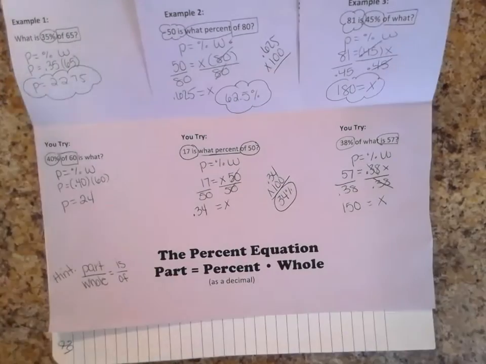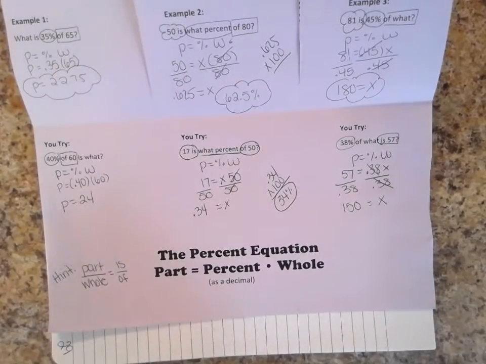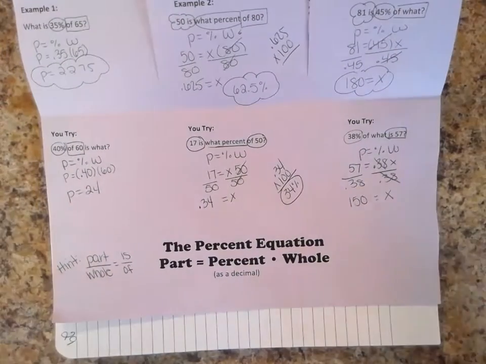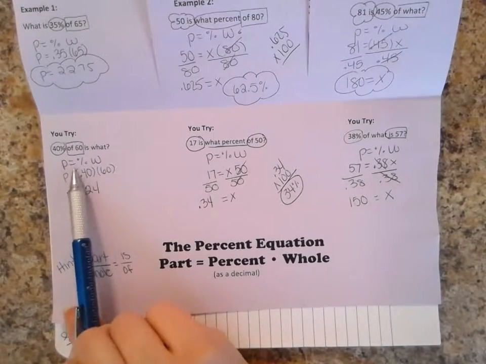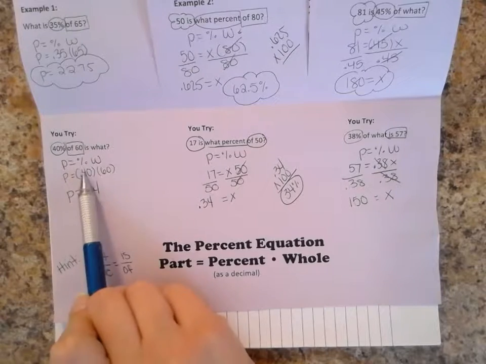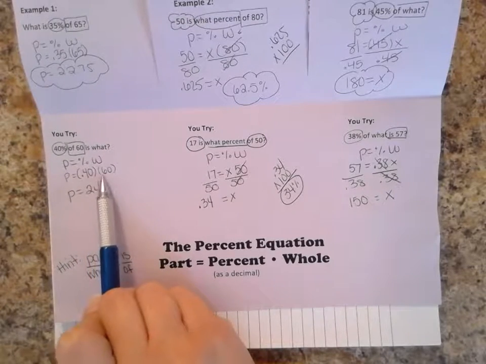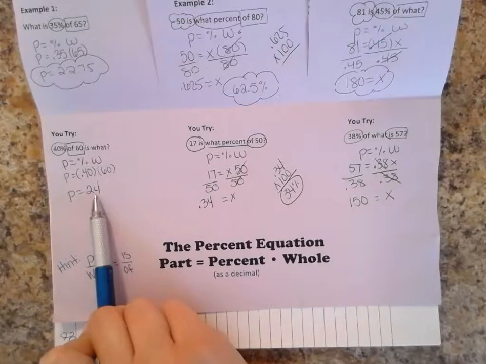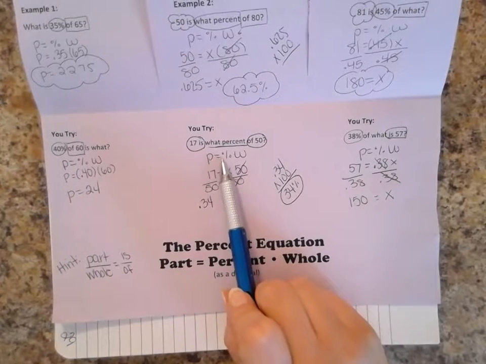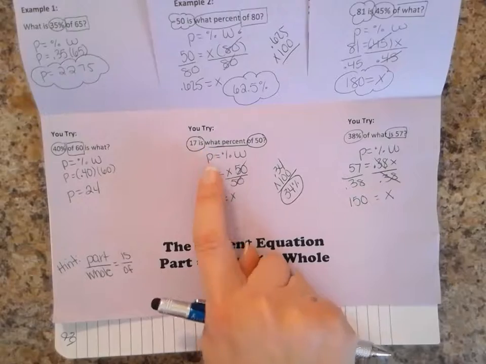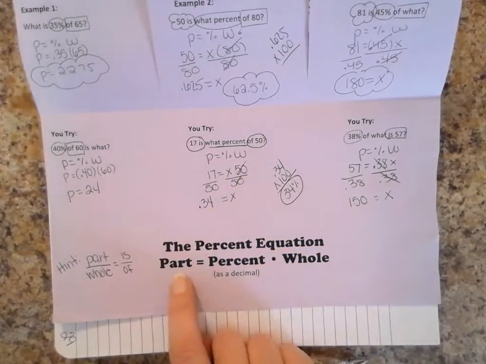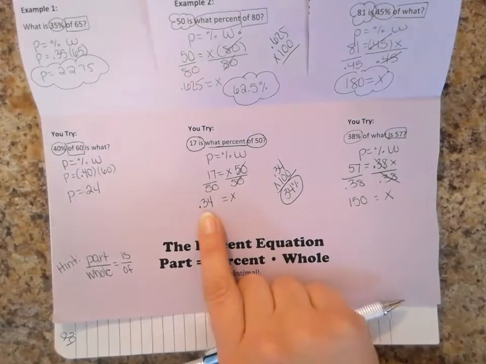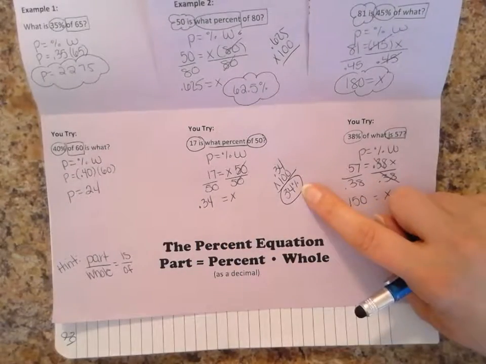Okay, hopefully you paused the video. I'm going to go ahead and give you guys the answer key. In this problem, finding the part, we have 0.40 times 60, and that's going to give us 24. For finding the percent, we have 17 as the P, 50 as the whole. Divide both sides by 50. We're going to get 0.34. Because we're looking for a percent, we then have to multiply by 100 to get 34%.